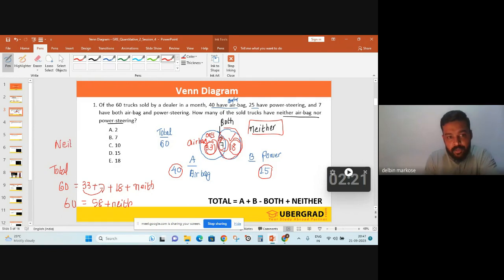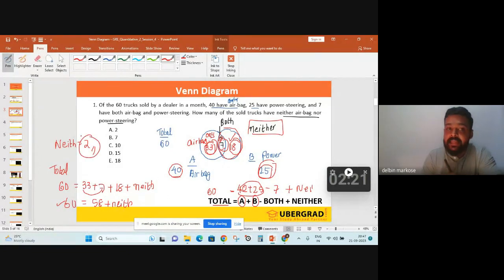That's one way. Or if you want to use the formula, the total, which we know is 60. When I write category A, we're just considering the entire number, that's 40. When I consider category B, here you have to say 25 minus both, which is given as 7, plus neither. You will get the same answer. This is 65 minus 7, that will be 58. So 60 equals 58 plus neither. Same answer, you will get neither as 2.